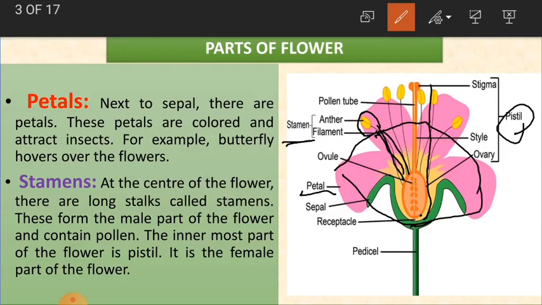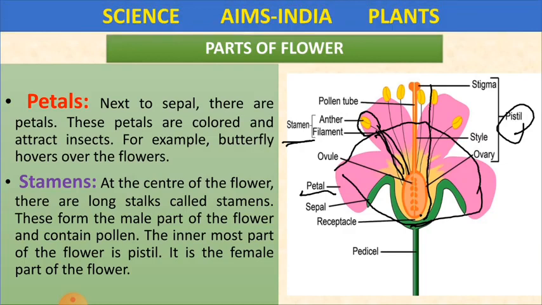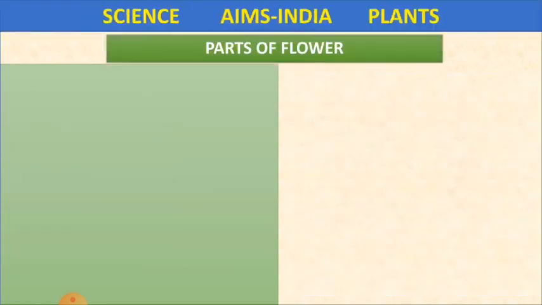Like in human beings we have man and woman. Even here, like man comes under male, woman comes under female. Like this, even flowers come under two categories, one is male, another is female. Stamen comes under the male part, and pistil comes under the female part. Understood, children? Okay. Now, what is the next part here?